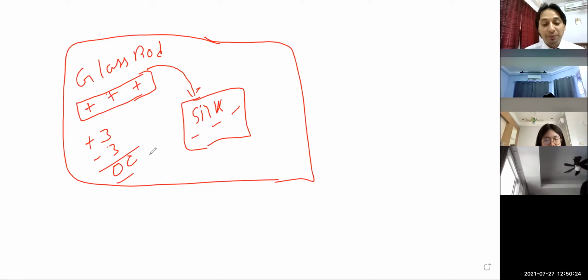You need to consider it as a system, children, not individually. Individually, the glass rod had 3 positive charges and the silk had negative charges. But as per the conservation phenomenon, you consider a single isolated body. So the system as a whole still has a total charge equal to 0 coulomb. I want to go back to the same slide now, children.